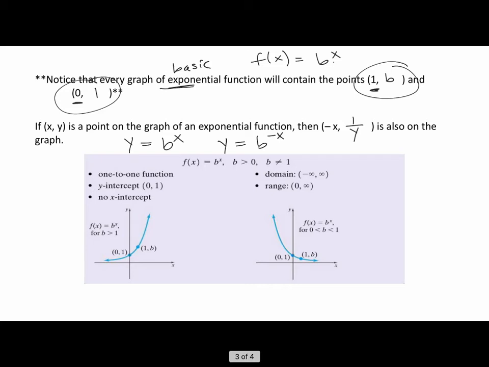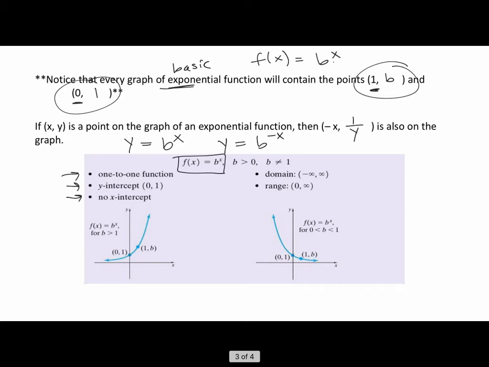So here we have the basic shape of the exponential function f of x equals b to the x, where the base is greater than 0. It's not saying you can't have a negative, but that would be a reflection, right? So the base is greater than 0, not 1. These functions are 1 to 1. That means they are functions. Each x has one y, and each y goes to one x. That's 1 to 1. There's a y-intercept of 0, 1. No matter what your base is, that's the y-intercept for the basic exponential function.